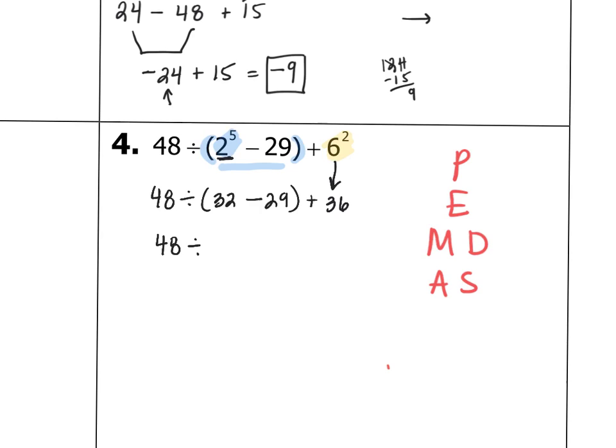actually, because once I find the answer to 32 minus 29, the parentheses have done their job of telling me to focus here. So 32 minus 29 is a number, an answer of 3, and then we can bring down our plus 36.